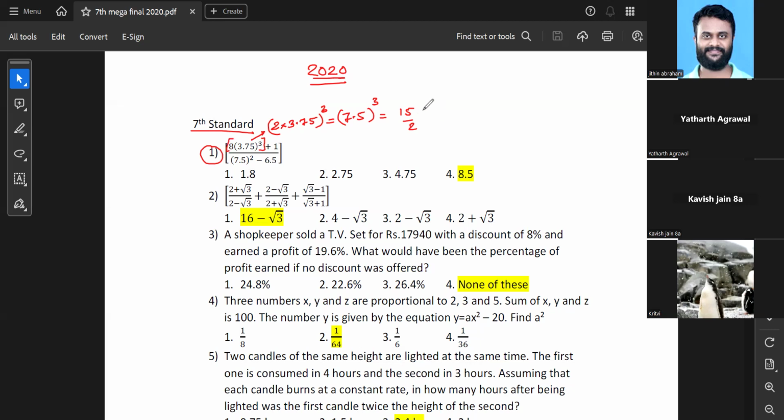I didn't understand how you got that equal to 7.5 cube? 2 multiplied by 3.75 is 7.5. So this is 2 multiplied by 3.75 cube. The double of 3.75 is 7.5, so it becomes 7.5 cube. So 7.5 can be written as 15 upon 2, or it can also be written as 30 upon 4, whichever is convenient and comfortable for us.